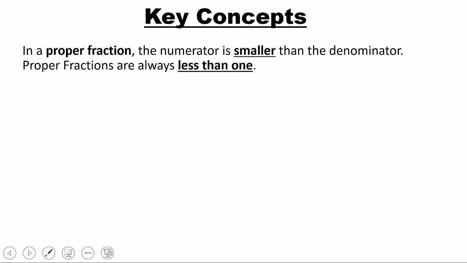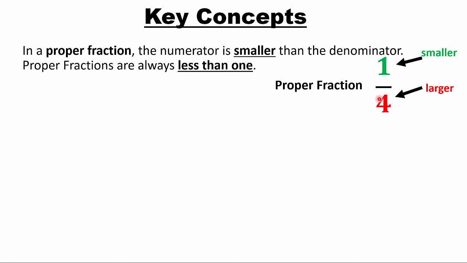Now here's some key concepts. In a proper fraction, here's the word proper, the numerator is smaller than the denominator. That's an example. Proper fractions are always less than 1. Here's 1/4. That's less than a whole. This is 1/4 of a pizza. This is 1/4 of a water bottle. 1/4 of a juice box. You name it. Notice the numerator is smaller. The denominator is larger. That's proper form.